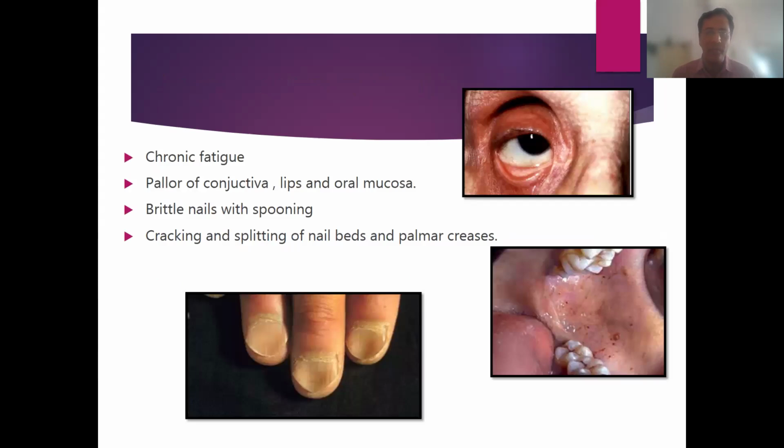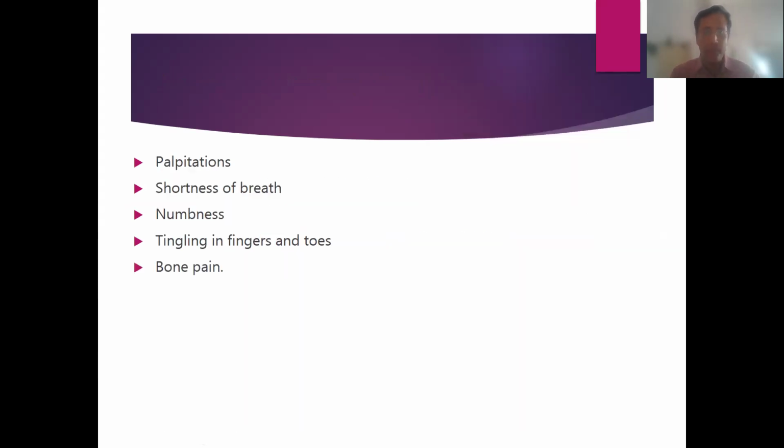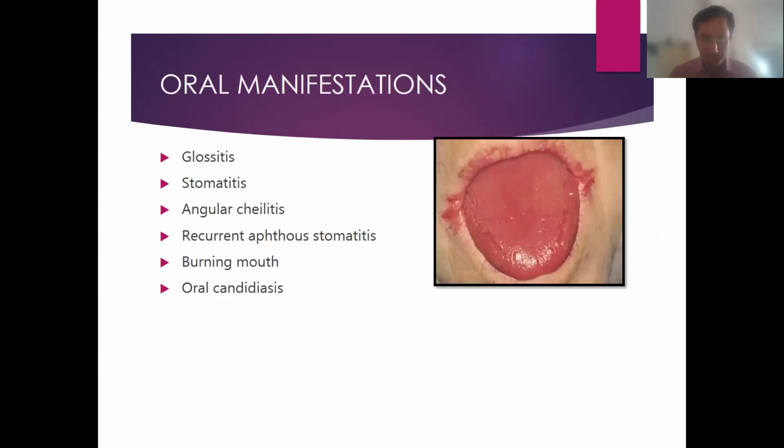What are the symptoms? That is chronic fatigue, pallid lips and oral mucosa, brittle nails, and spooning, cracking and splitting in the nails. If you see patients having brittle nails and spooning, and the palpitation, shortness of breath, numbness and tingling of the toes, and bone pain is there. And what are the oral manifestations in the mouth? That is glossitis, stomatitis, angular cheilitis, recurrent aphthous stomatitis, burning mouth, and oral candidiasis if you are seeing here.